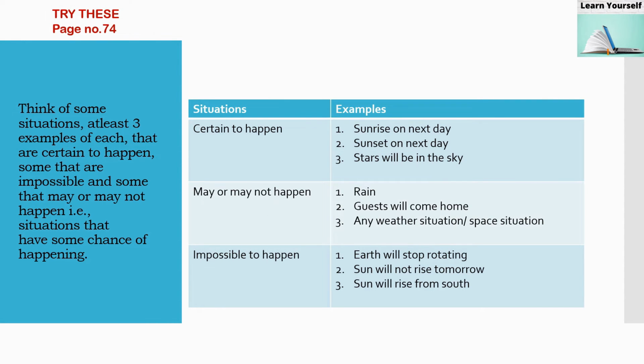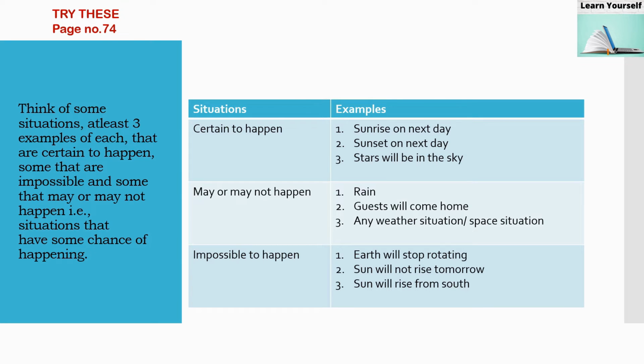Try these sums from chapter number 3, page number 74. Think of some situations, at least 3 examples of each: some that are certain to happen, some that are impossible, and some that may or may not happen. That is, situations that have some chance of happening.